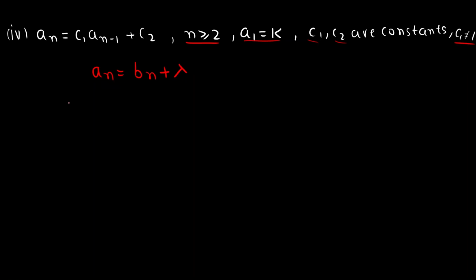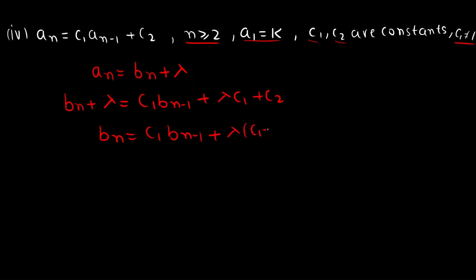Now if I substitute this definition of an, we'll have bn plus lambda is equal to c1 times bn minus 1 plus lambda times c1 plus c2. If we take the lambda to the other side, you get bn is equal to c1 times bn minus 1 plus lambda times c1 minus 1 plus c2.